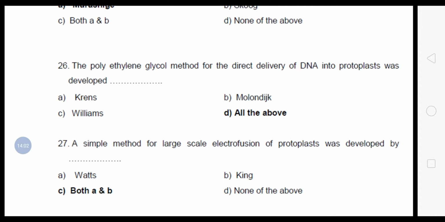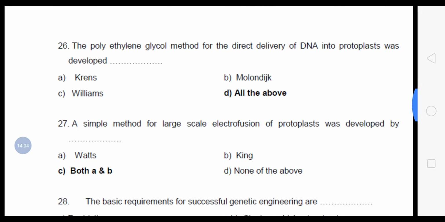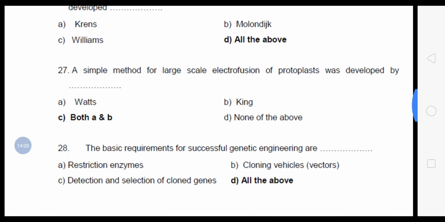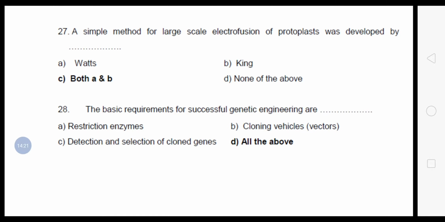PEG-mediated direct delivery of DNA into protoplast was developed by Krenz, Molondic, and Williams. Simple method for large-scale electrofusion of protoplast was developed by Watts and King. Basic requirements for successful genetic engineering are restriction enzymes, cloning vehicles or vectors, then detection and selection of cloned genes.